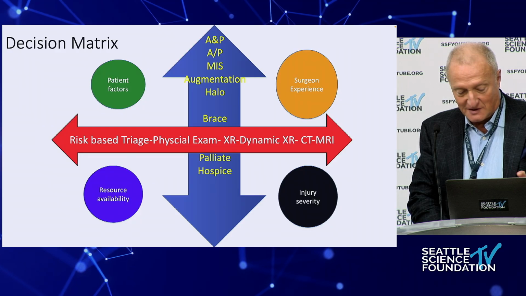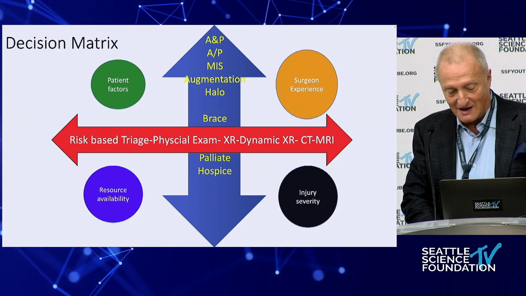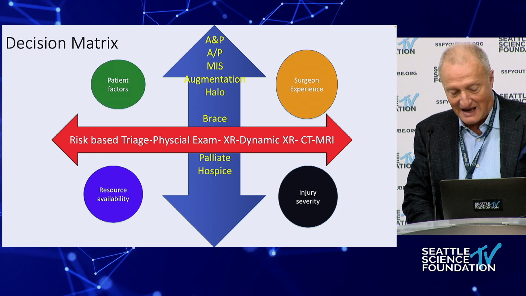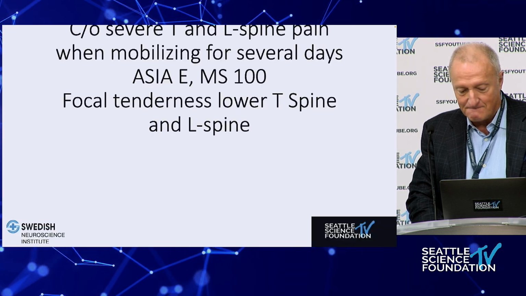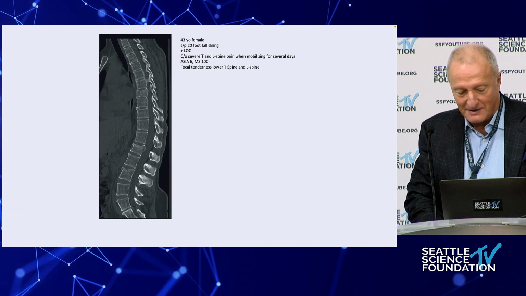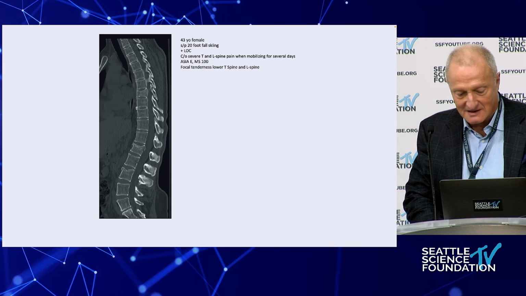Is Dr. McGuire. So this is a great group, and this is again the first part, thoracolumbar spine. And as always, we want to think about the dimensions of patient factors, surgeon experience, resource availability, injury severity, and the various modalities we have at hand. So this is about a problem patient. This is a classic scenario.